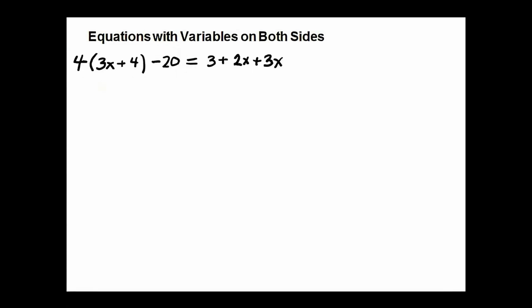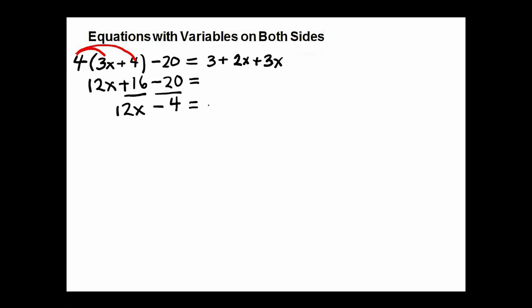Here's an equation with a variable on both sides, and it also requires some simplifying. So first we'll work on the left-hand side and distribute the 4. That will give us 12x plus 16. Parentheses comes off. And then we have some like terms on that side. So the 16 and the minus 20 can go together. They are different signs. Subtract, sign of the larger.